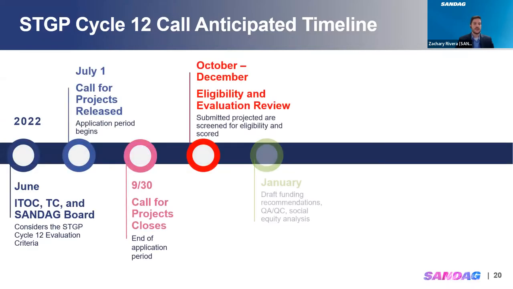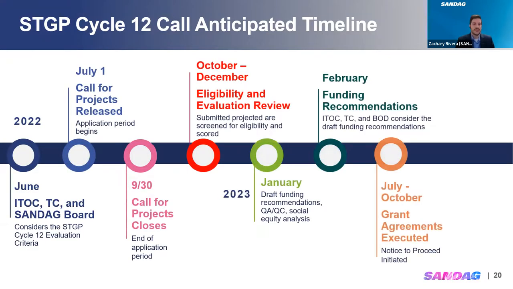So for the STGP Cycle 12 call for projects, staff anticipates updating the SANDAG Program Management Plan, which documents the procedures SANDAG uses to administer the STGP. Next, the STGP Cycle 12 evaluation criteria are slated to go to the Independent Taxpayer Oversight Committee, or ITOC, Transportation Committee, or TC, and the SANDAG Board in June. Pending board approval, the call for projects would be released in early July, and then applications would be due 90 days later. Next slide.